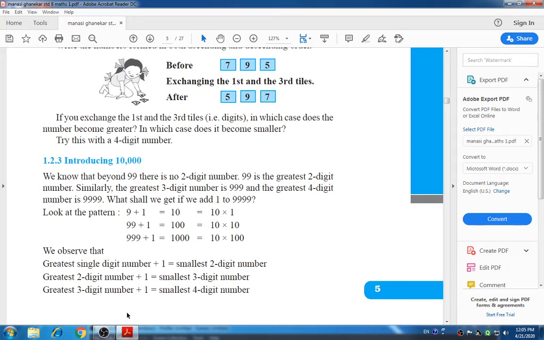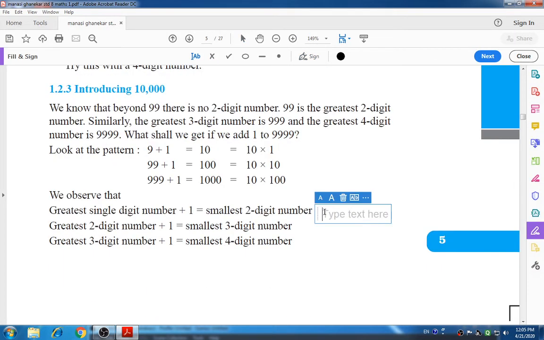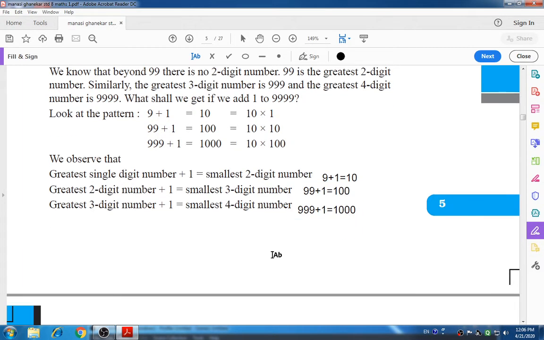That means if we add 1 to the greatest number with a given number of digits, we get the smallest number with one more digit. The greatest single-digit number plus 1 gives the smallest two-digit number: 9 plus 1 is equal to 10. The greatest two-digit number plus 1 gives the smallest three-digit number: 99 plus 1 gives 100. The greatest three-digit number, 999, plus 1 gives the smallest four-digit number, 1000.